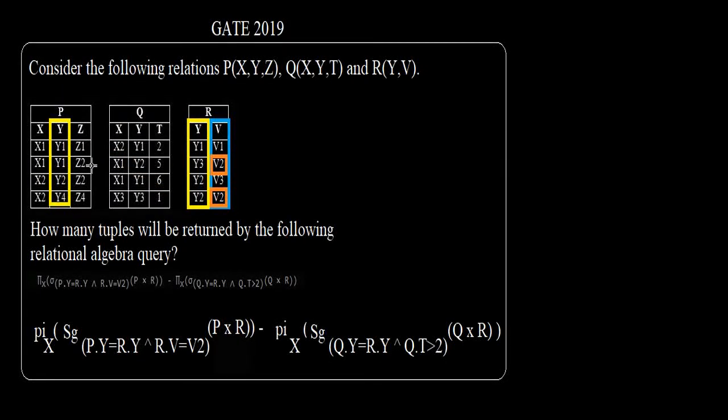Let's check the other tuple, y1. Is it true? No. Is it true? No. Is it true? No. Is it true? No. Let's check the other one, y2. Is it true? No. No. Here it is true, because y2 is the same in both of them, and v2 is also present, so it can be mapped. Also check the other one: y4 cannot be mapped with any of them, so leave it out.